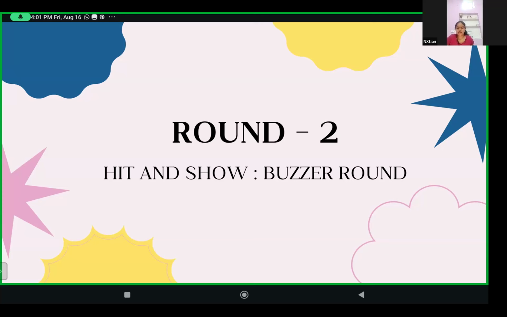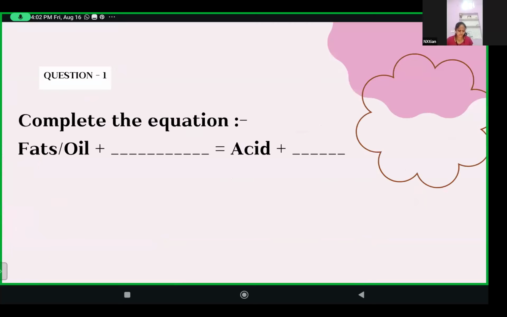Okay. So in this round, if you give a wrong answer or you don't know an answer, it will be -1. Negative marking, okay? If you are not able to answer, it will be passed on to the next person. Each question is of 3 marks in round two. So let's begin with the first question of round two.